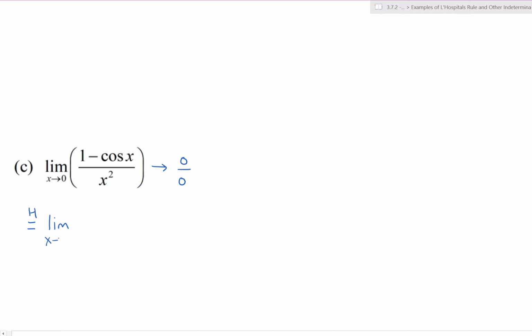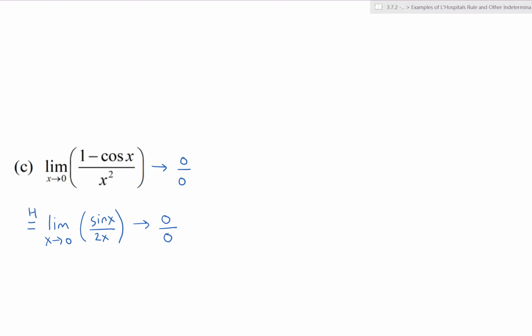This is the same as the limit as x goes to 0 of, all right, the derivative of the numerator is going to be a positive sine of x, and the denominator derivative is 2 times x. Now notice, in this case, once we let x go to 0 again, the numerator goes to 0, and the denominator still goes to 0. So here is an example in which we apply L'Hopital's rule, and the result that we get is another indeterminate form. So as long as at each step the conditions of L'Hopital's rule apply, we can keep using it.